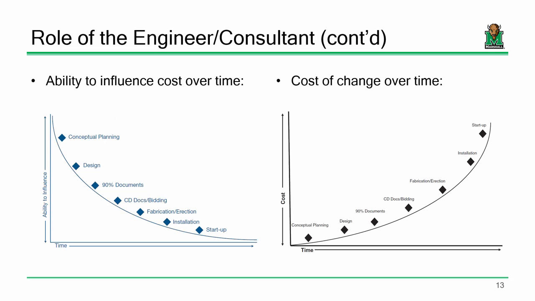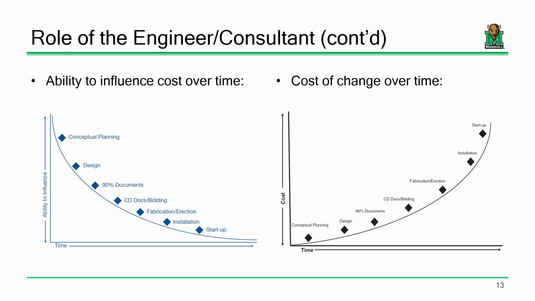So one thing I'll sort of throw at you is this curve, or these two curves. And there's nothing magical about these curves. It's just something to put everything into perspective when we're talking about these types of issues. So the curve on the left is the ability to influence cost over time. At the very beginning of the project, when you're in conceptual planning, you have a really big influence over the final project. At the very beginning, you can decide, am I going to do a steel frame or a concrete frame? It's a big deal right at the beginning.